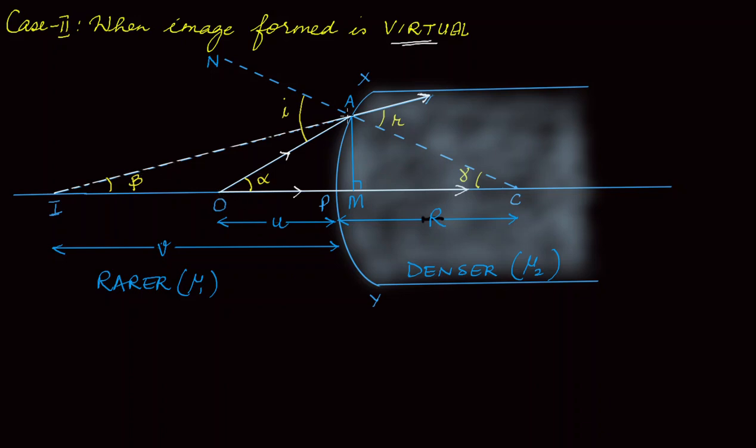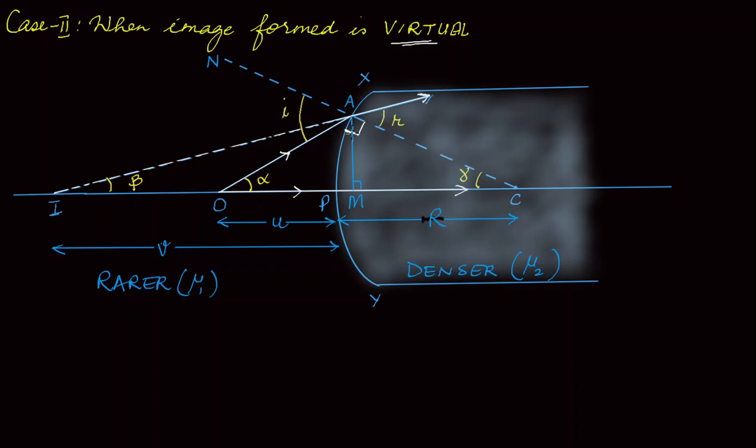Now OA is the incident ray. C here is the center of curvature. If you join C and this point A, then like I said, this angle will be 90 degrees, yes or no? So this dotted line will be the normal. OA is the incident ray, AN is the normal, so the angle between them is I, the angle of incidence. Where is the refracted ray? This is the refracted ray. The angle between the refracted ray and the normal is the angle of refraction R.